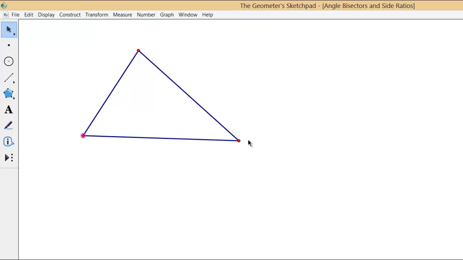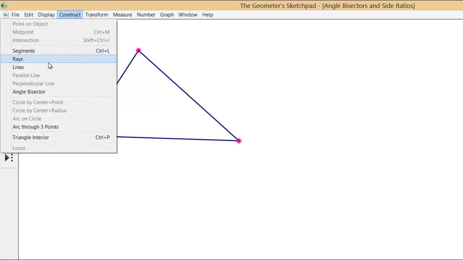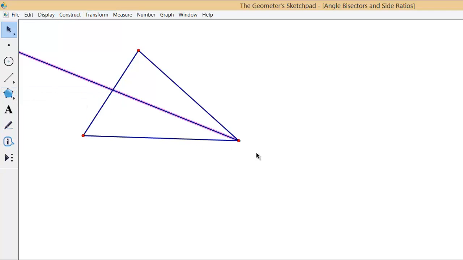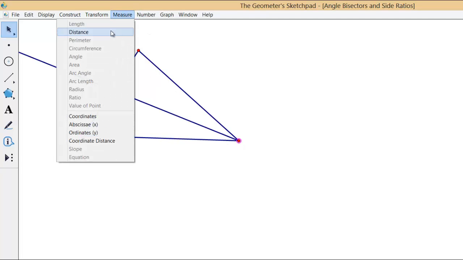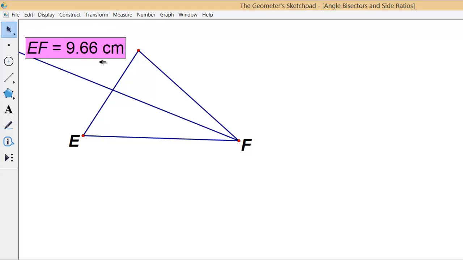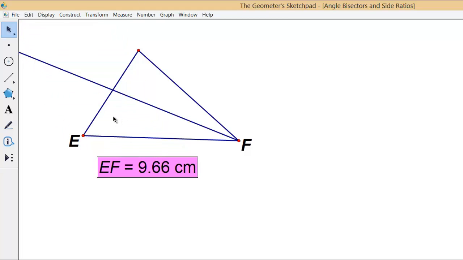So we need this angle, and I'm going to construct the angle bisector. Okay. Now I want to measure this side of the angle that I bisected. So I want to measure the distance here. And then I want to measure the distance on the other side of that angle.